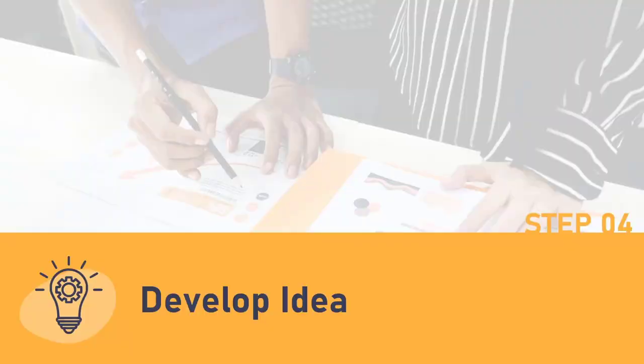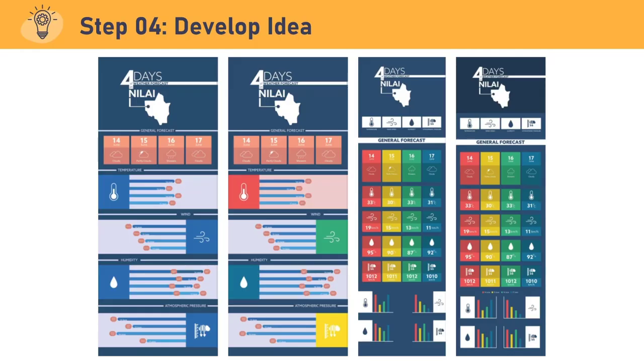Moving along to step number 4, which is develop the idea. You can start developing using any software. I recommend you guys to use Adobe Illustrator. Before you start developing your infographic, consider developing multiple sketches along the way so that you have better ideas to choose from. Come up with at least a minimum of two ideas, so that you can have a different idea in creating your infographic.